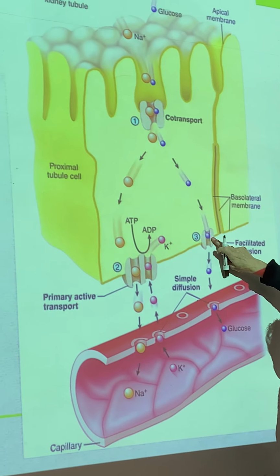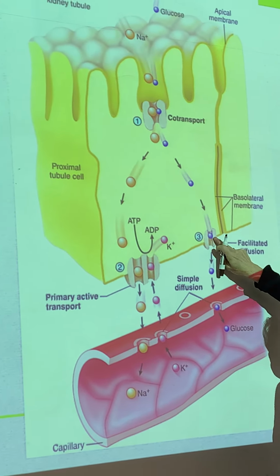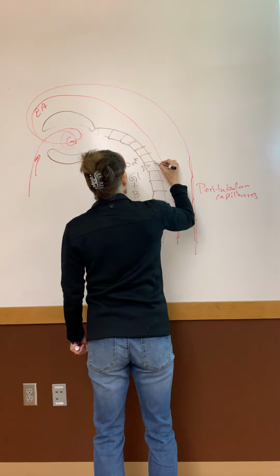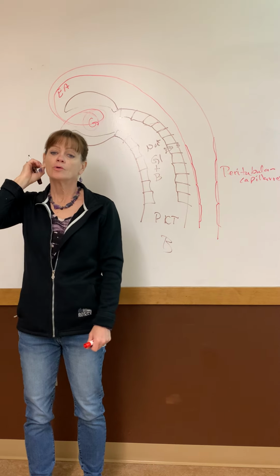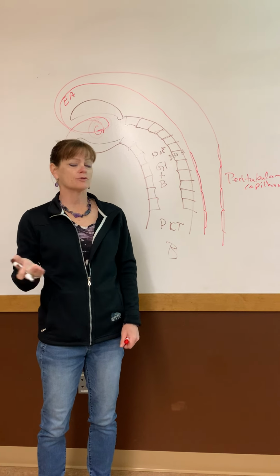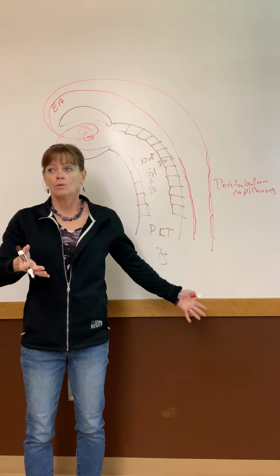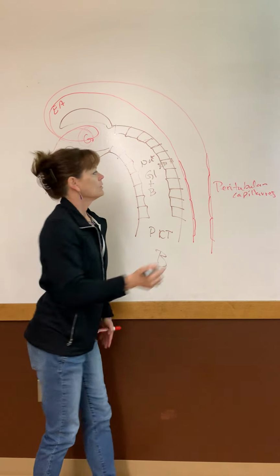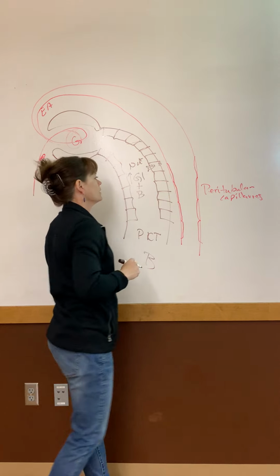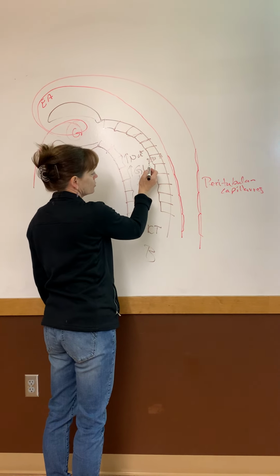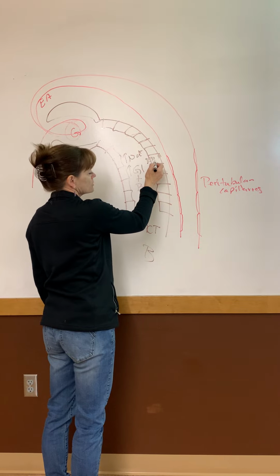Glucose is going to leave the other side of the cell via facilitated diffusion. It's another protein that's going to carry glucose across. Remember, facilitated diffusion doesn't require ATP. It's just diffusion with a carrier, right? So we're going to have high glucose in the lumen, high sodium in the lumen. They're going to bind to the co-transporter. They're going to enter the cell.